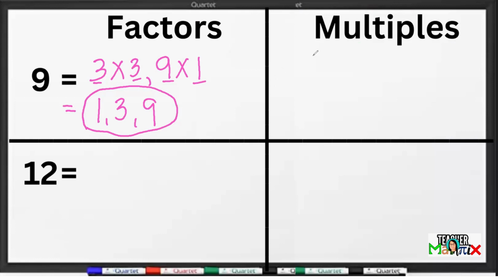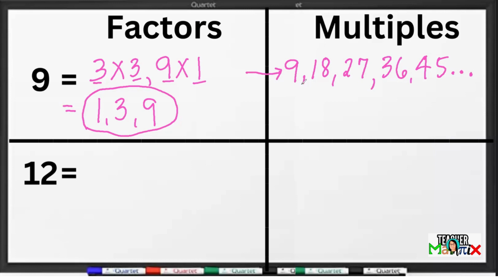Okay. Dito naman tayo sa multiples. Ang ibig sabihin ng multiples ay yung skip counting lang. Like for example, ang multiples ng 9 are 9, 18, 27, 36, 45, so on and so forth.